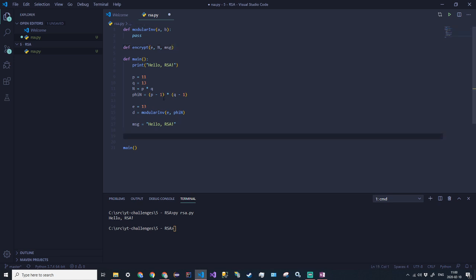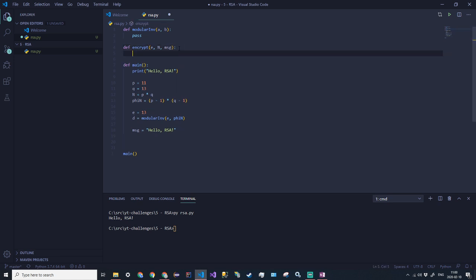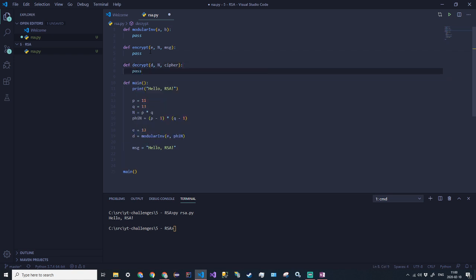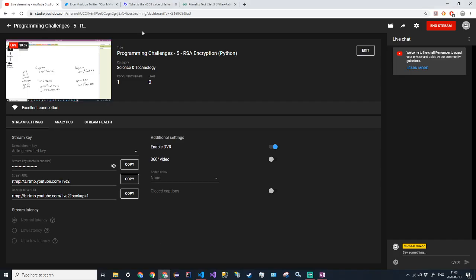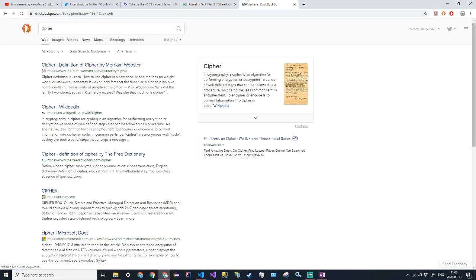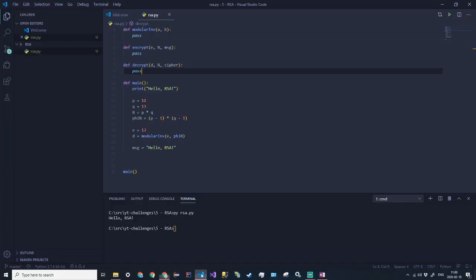Alright, so encrypt, we'll just have a pass for now. And then we'll need a decrypt method as well. So def decrypt D, N, and then cipher. I hope that's how you spell cipher. Is it? Let me check. Alright, that is how you spell it, with an I.